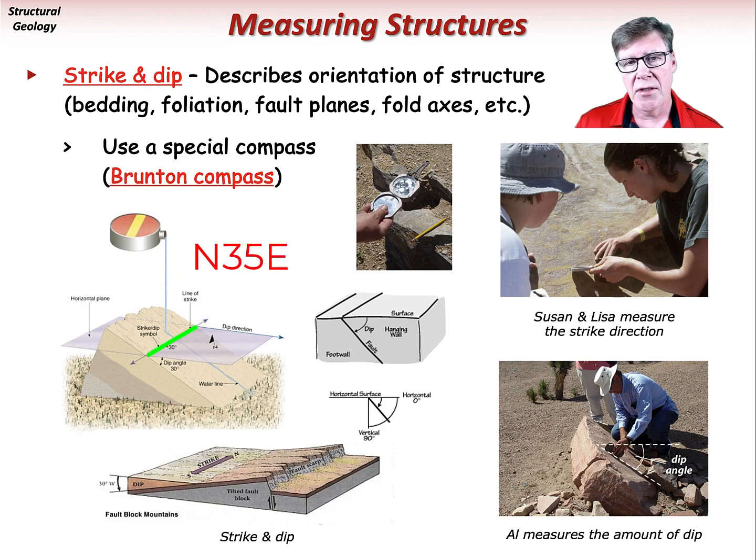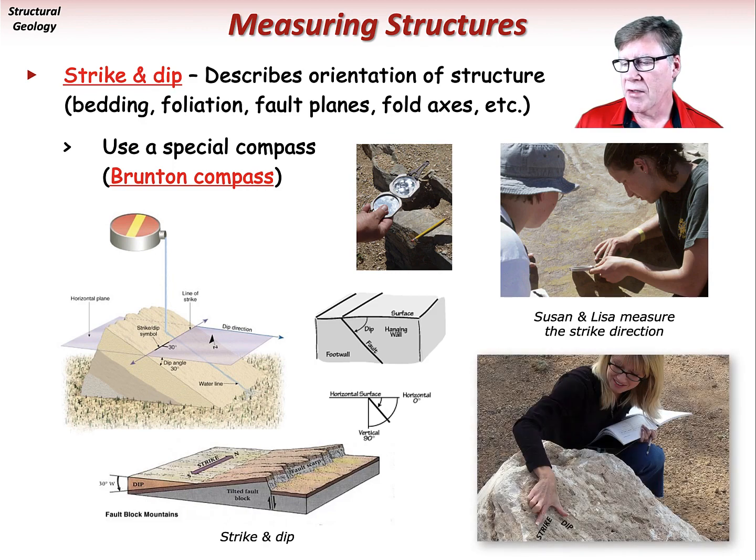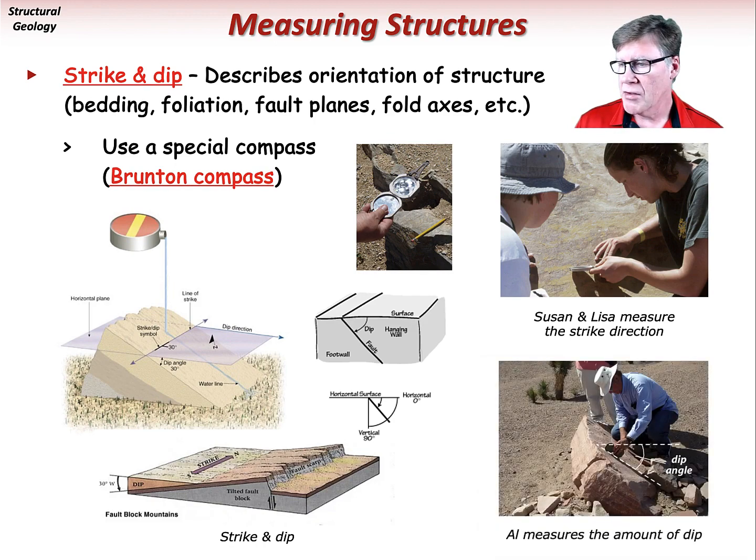Strike is the compass direction of the line formed by the intersection of the feature, whether it's bedding or foliation or whatever, with an imaginary horizontal surface. It's a little more abstract to visualize than dip, so it helps that the strike direction is always 90 degrees or at right angles to the dip direction. So if you know the dip direction, you can easily figure out the strike direction. Susan and Lisa are measuring the strike of bedding of the Shinnerump conglomerate in St.